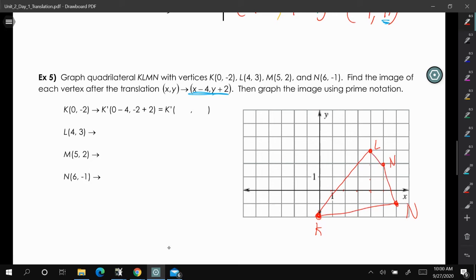So for point K, we're going to subtract 4 and add 2. So the x-coordinate, 0 minus 4, will give us -4. And then the y-coordinate is -2, so -2 plus 2 is 0. So K prime is at -4, comma, 0.